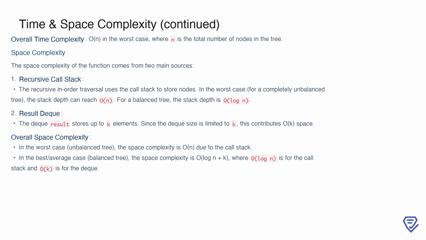Combining these, the worst-case space complexity is O(n) for unbalanced trees due to the call stack. In the best and average cases, for balanced trees, the space complexity is O(log n) plus k. Here, O(log n) accounts for the call stack, and O(k) comes from the deque.